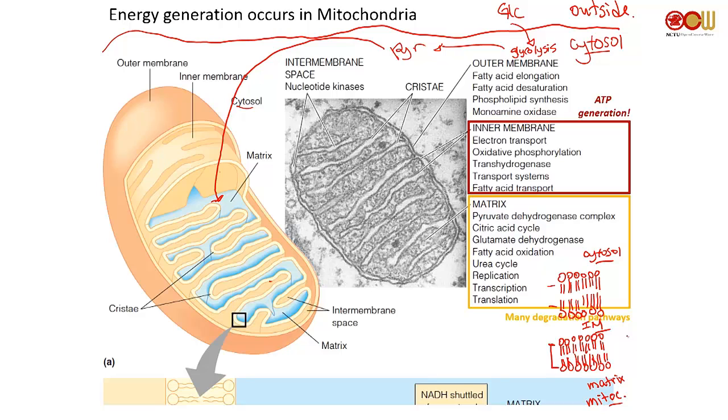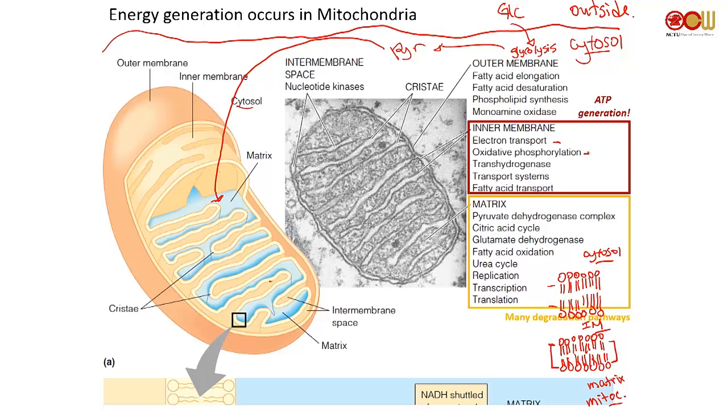So what happens in the matrix of the mitochondria? The TCA cycle, PDH, all of those enzymes that generate a bunch of NADH happen in the matrix. On the inner membrane, you have a bunch of proteins that are stuck on the membrane. These are called integral membrane proteins. These enzymes are going to do your ETC, generating ATP, things like that. There are some key enzymes on the inner membrane that we'll talk about.